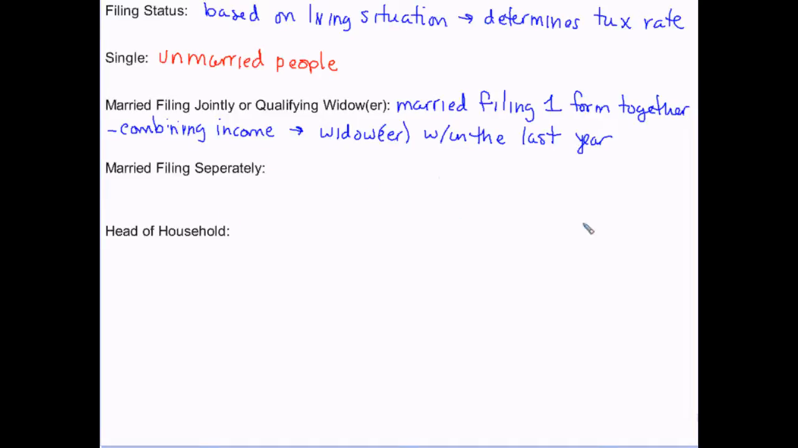Okay, married filing separately. This is married people that file 2 separate returns.